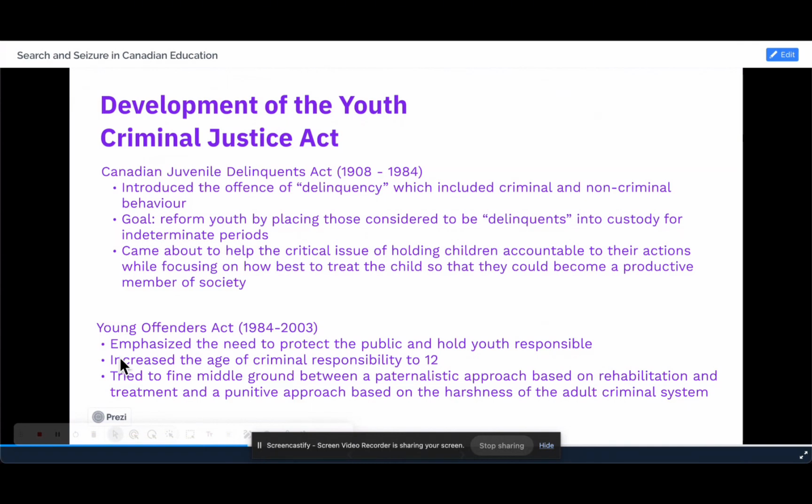Following that act, the Young Offenders Act came about in 1984 and ran until 2003. They emphasized the need to protect the public and hold youth responsible. They increased the age of criminal responsibility to 12, which before was 7. They tried to find the middle ground between a paternalistic approach based on rehabilitation and treatment, as well as a punitive approach based on the harshness of the adult criminal system.